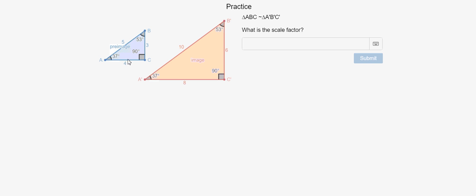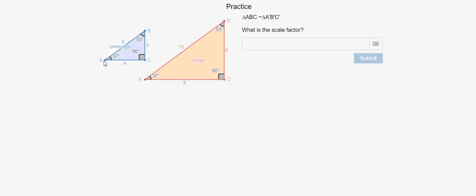For example, here we have our pre-image, the original triangle. Here's the image, the new triangle. And again, notice the original ABC that's listed here. Compare it to the new A prime, B prime, C prime. Okay, that's here. Looking at the scale factor.